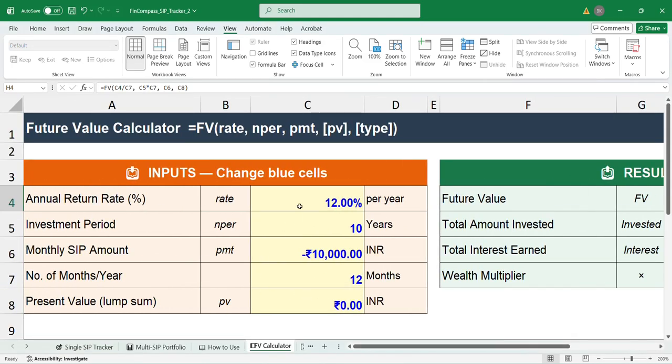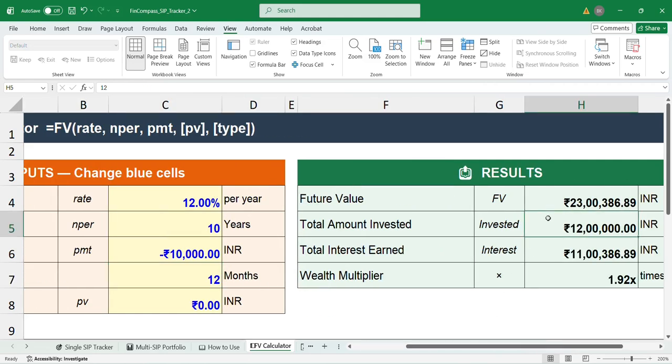Let's do a quick recap. In the FV calculator, these yellow sections are the inputs. The annual return is 12% for a span of 10 years and the monthly investment amount is 10,000 rupees, which is indicated in negative because the amount is going out from your pocket. In a year, the number of months is 12, so we have taken 12 months here for the calculation. When we apply the FV formula, we get a result of around 23 lakhs 386.89. When you round it up, it is 387 rupees.